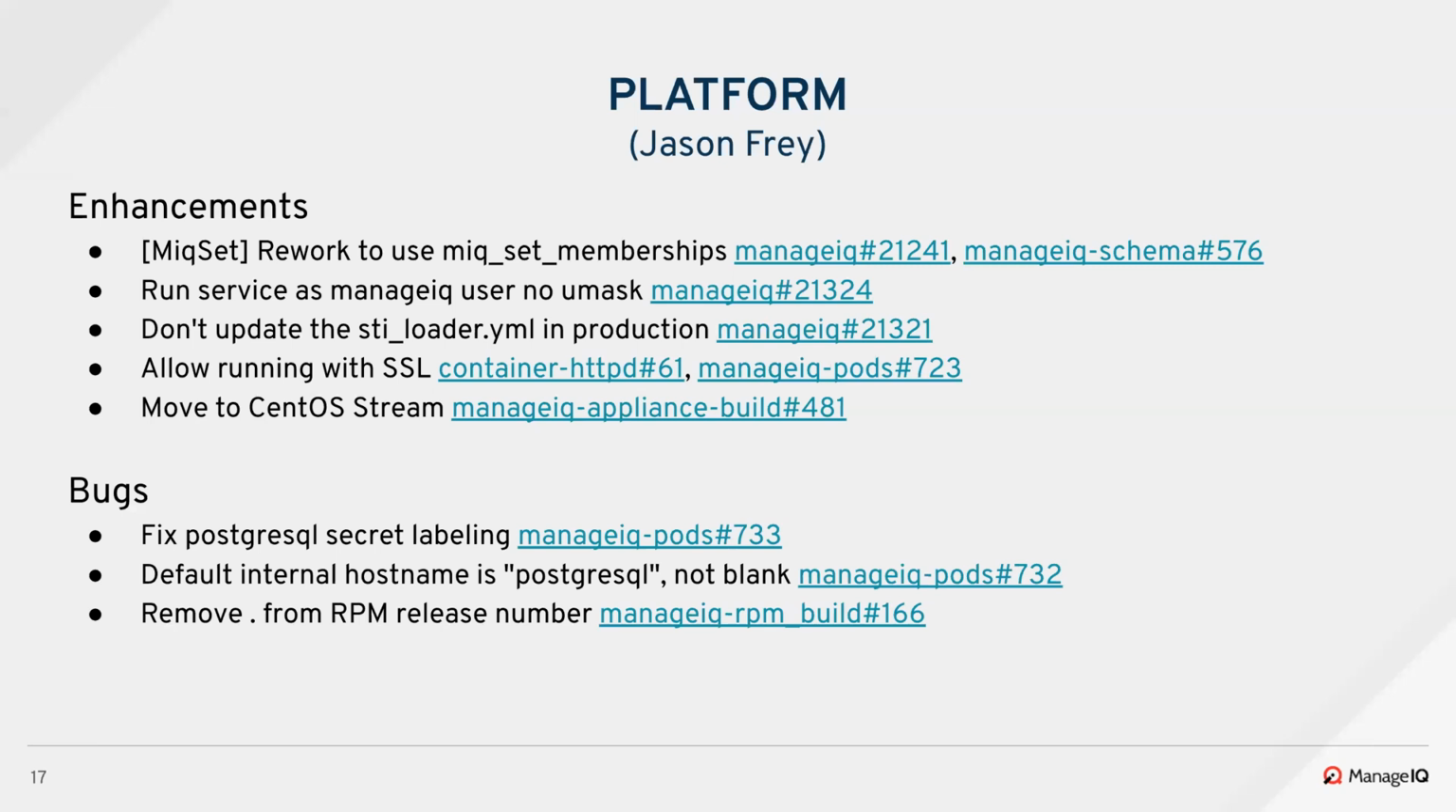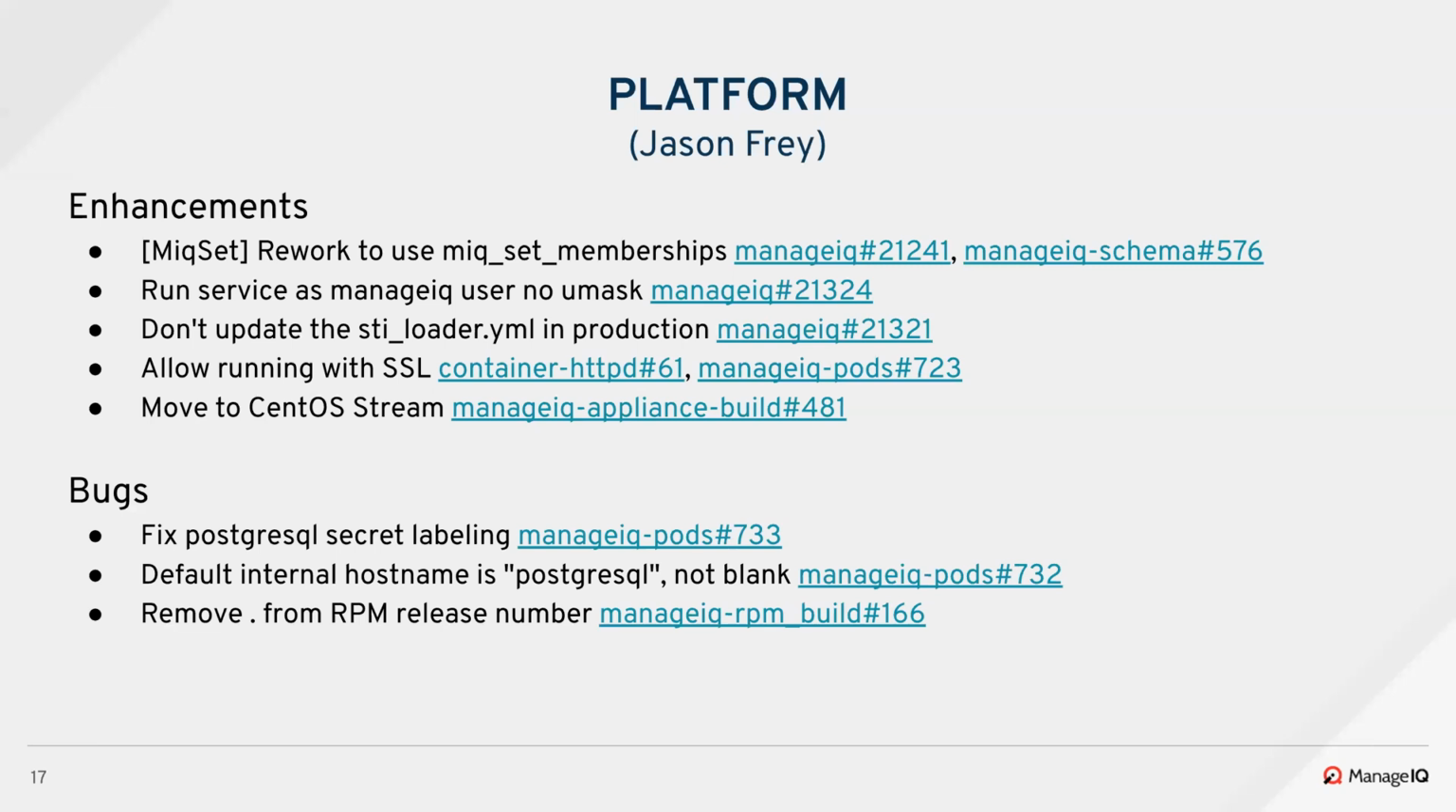Brandon is working further on allowing us to use SSL certs between our pods. So these are some continuing changes along that effort. And finally, I added some changes to get our appliances to use CentOS Stream, and that was merged this sprint. On the bug side, the Postgres secret labeling and the internal host name were fixed by Brandon. These are just some bugs that he found as part of the SSL work, and he got those cleaned up.